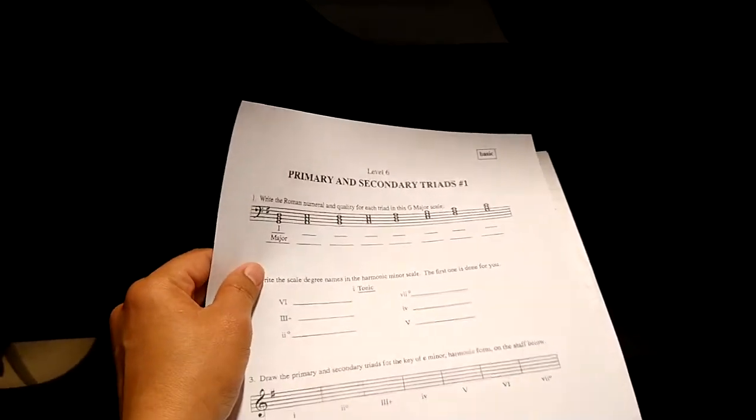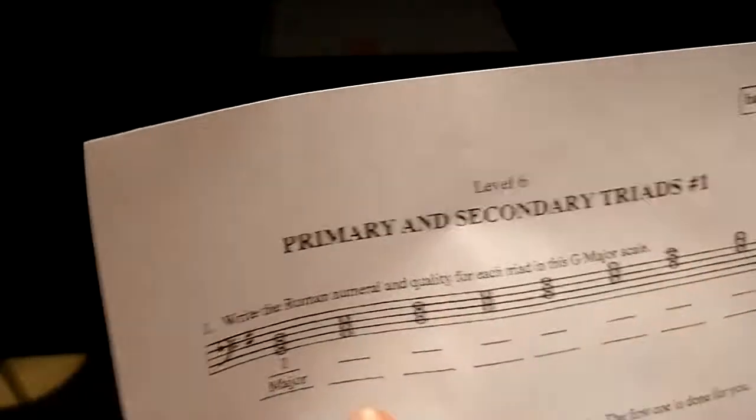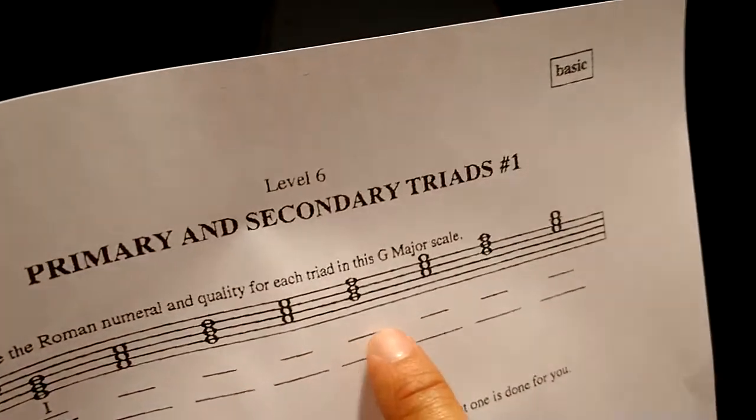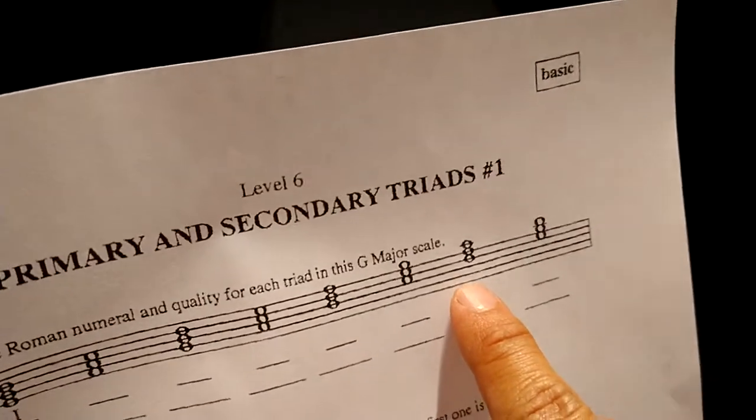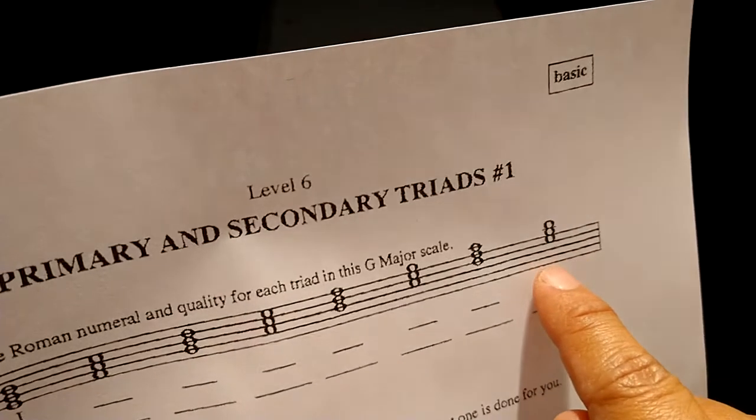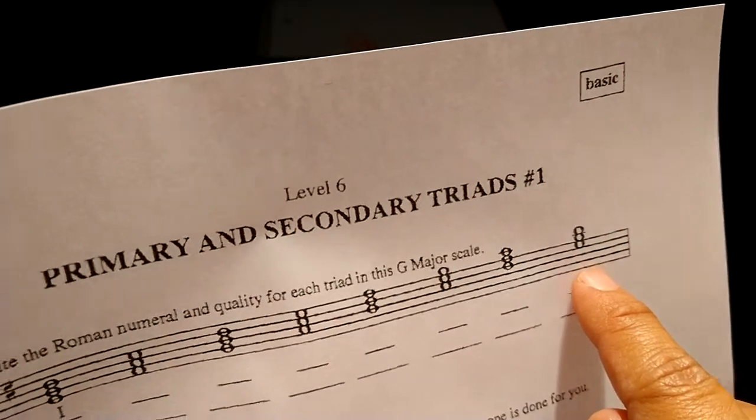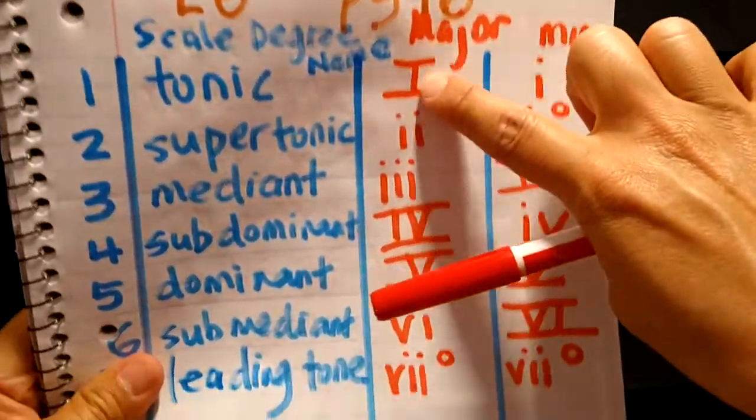Let me show you. That first line right here is a major key. So you write 1, 2, 3, 4, 5, 6, 7. After 7, there's no 8. You write 1 again over here. Okay? But which Roman numerals are you going to write? I'm going to show you. It is this.